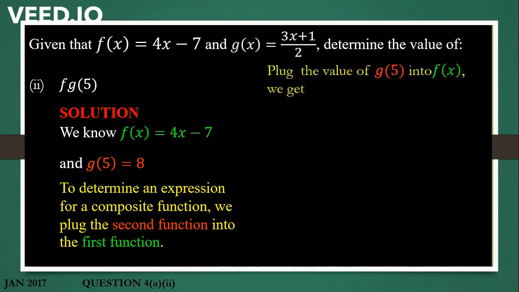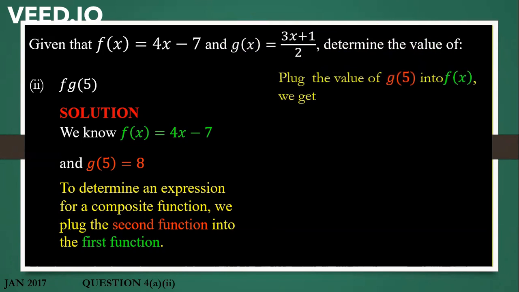So, in this case, we are going to plug the value of g of 5 into the function f of x. By doing that, we will get fg of 5 is equal to 4 times g of 5 minus 7. What is g of 5? Recall that g of 5 is 8. So we can replace g of 5 with 8. So this will give us 4 times 8 minus 7. 4 times 8, 32, minus 7.